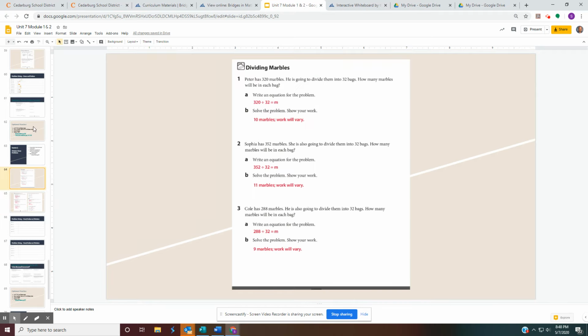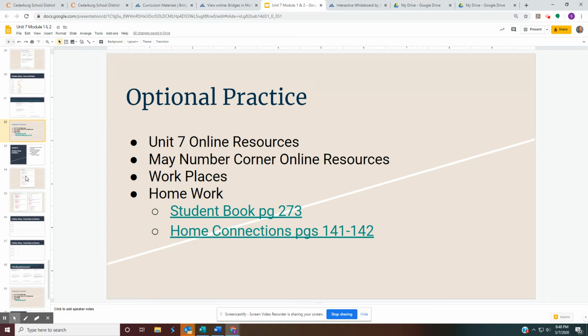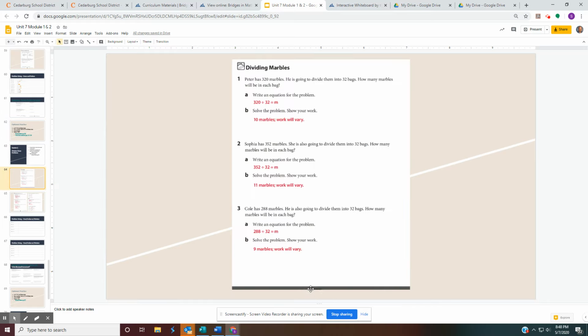This is, I believe, page 273. I'm sorry, it usually has the page number down here for me. Page 273 in your student book. Pause the video and check over your answers. Remember, work will vary however you chose. You are supposed to show your work. So however you chose to do it, you're right, as long as you came up with the answers written here. All right, when you're ready to come back to the video, press play.